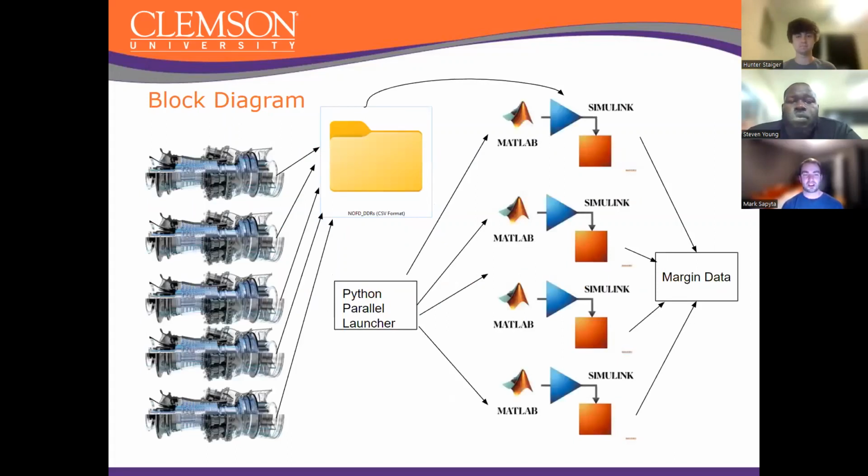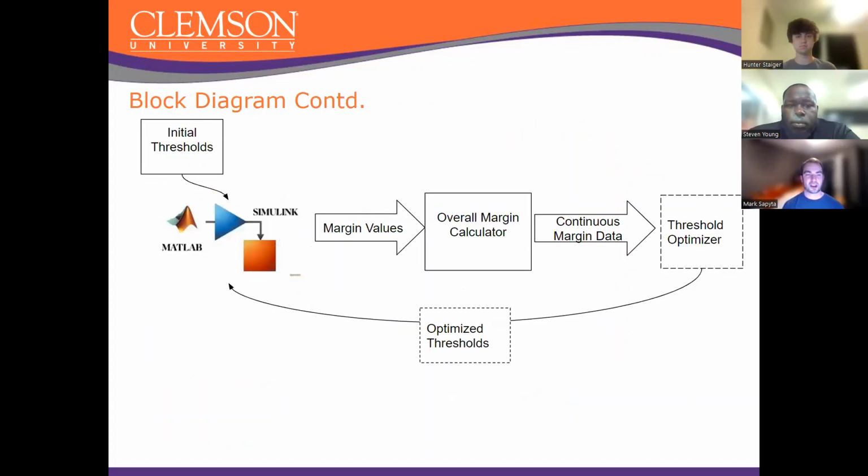This is a block diagram of our parallelization of the algorithm that we deemed necessary for testing purposes to process large amounts of data. This is a block diagram of the margin calculation that will be important going forward to get to testing how changes in the margin affect the overall performance of the system.